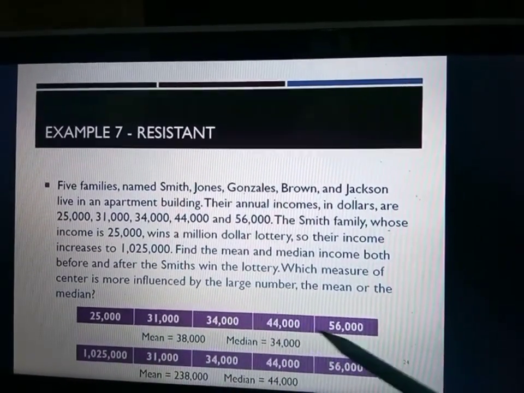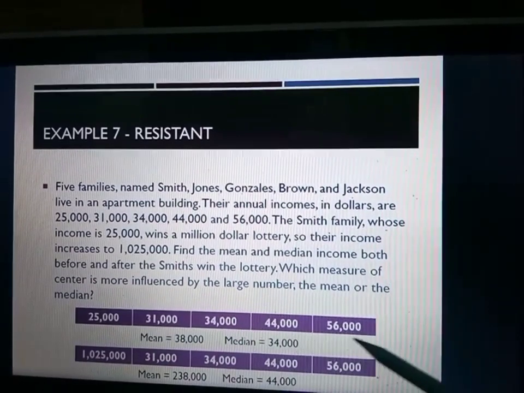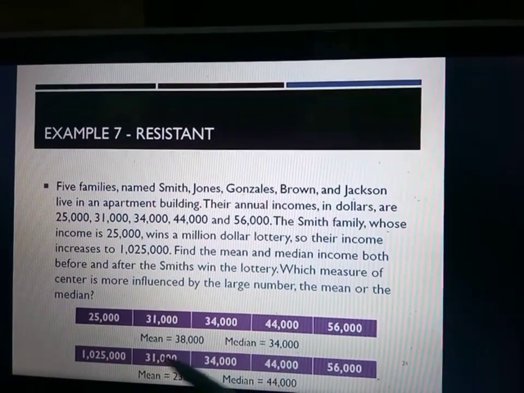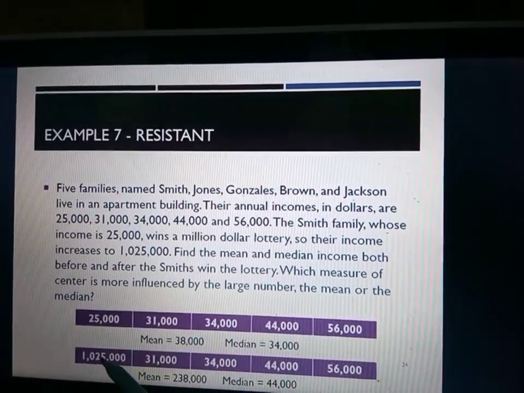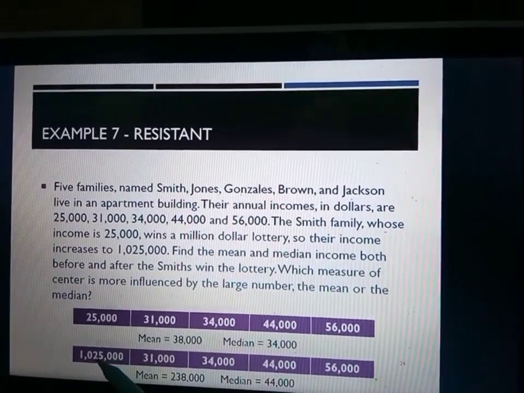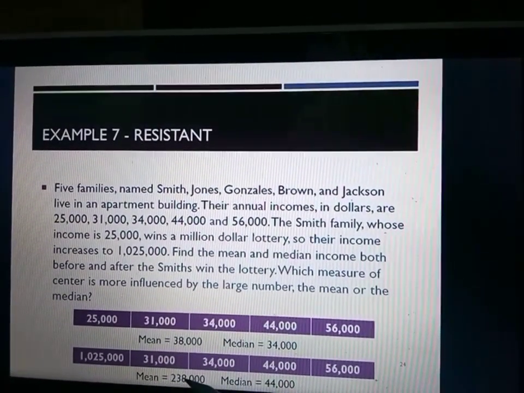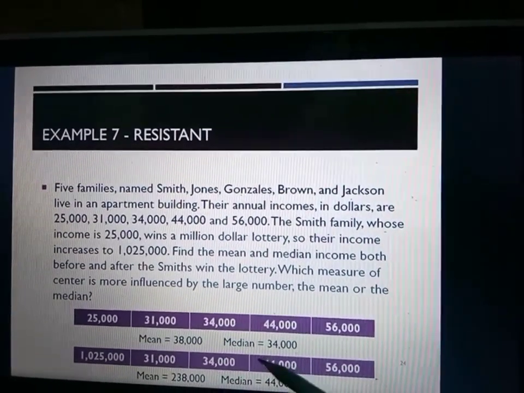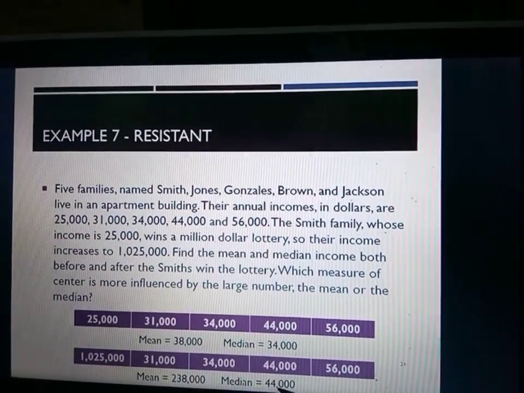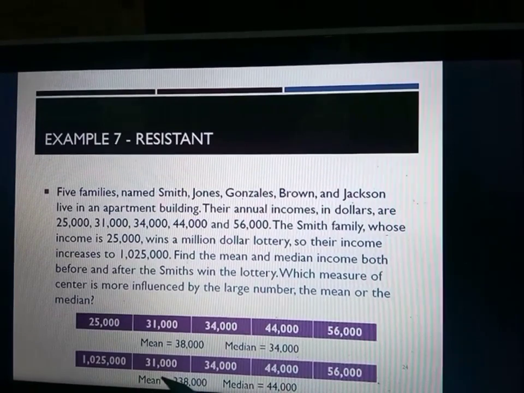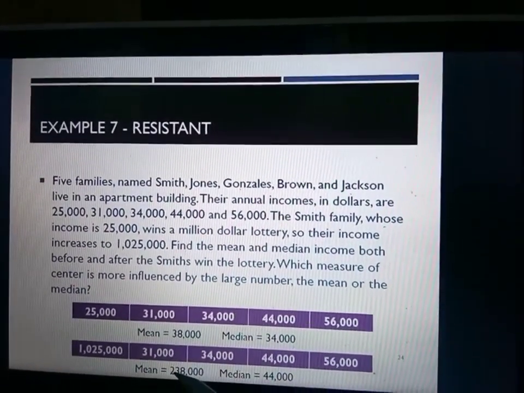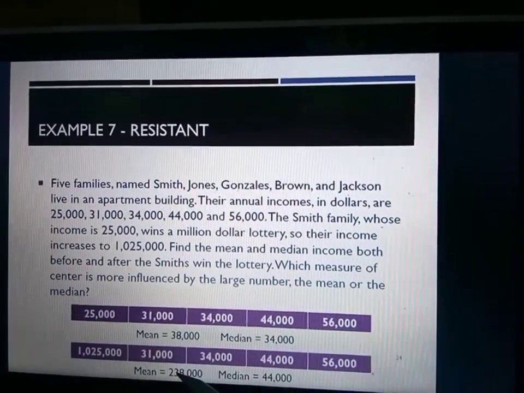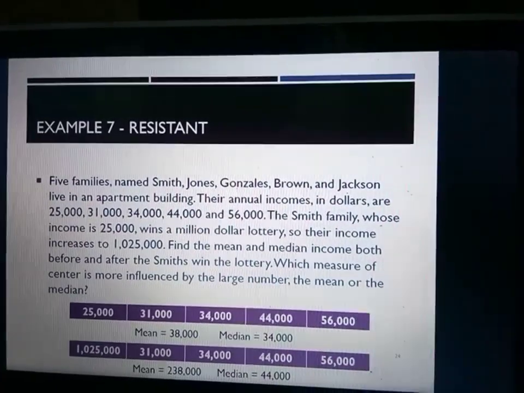Okey, dalam kes data yang ni, mean adalah 38,000 and median is 34,000. Okey, so kalau data yang baru, kita dapat extreme data kan, 1 million is added dalam kes ni. So mean akan jadi 238,000 and median tak lari banyak daripada median sebelum tu, 44,000. Tapi pengiraan mean akan jadi berbeza jauh daripada mean yang sebelum ni. So that's why mean is not resistant and median is resistant.